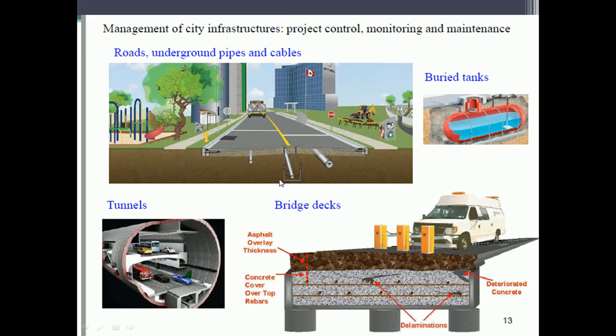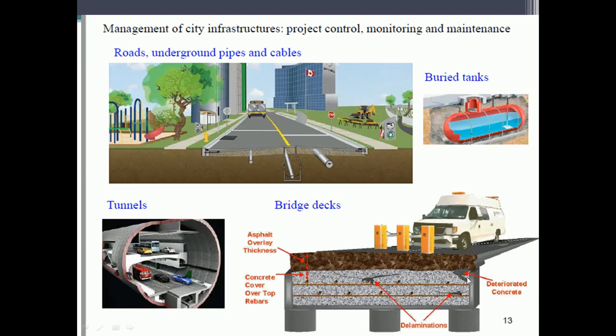Sometimes we need to find out the position of the pipes and cables. Using the GPR method, we can easily identify the position of the pipes and cables situated below the road surface, and buried tanks, underground tanks and tunnels. Here we can observe the bridge decks, meaning the complete cross section of the slab is given: asphalt overlay thickness, concrete overlay thickness, and rebars, which is nothing but the reinforcement, right?